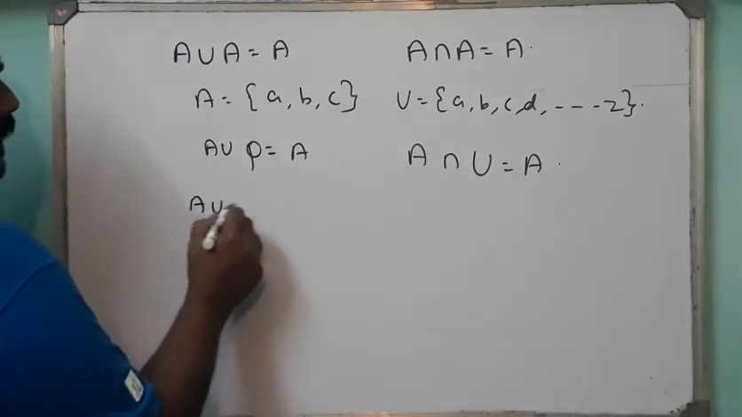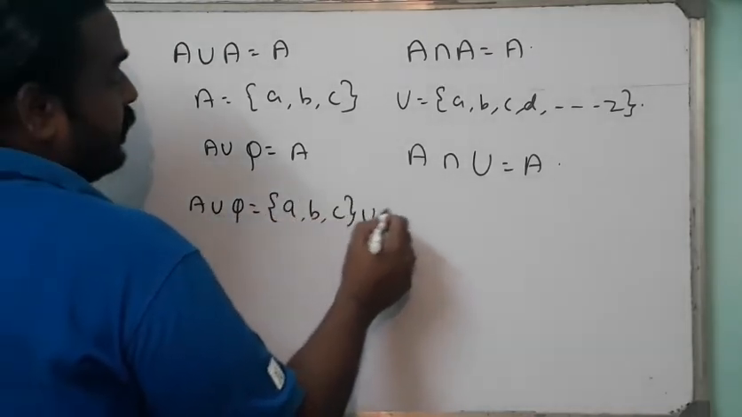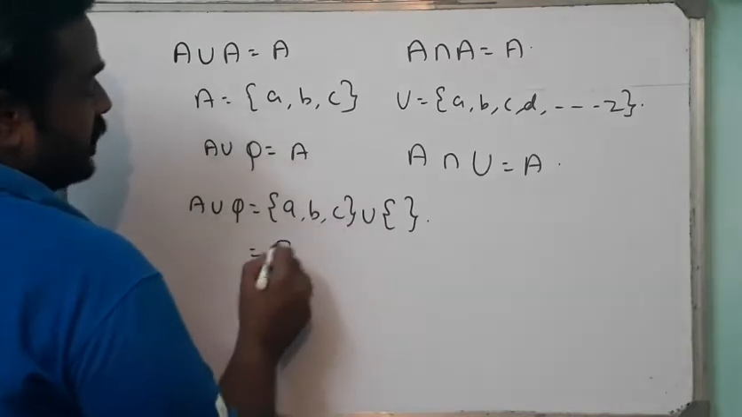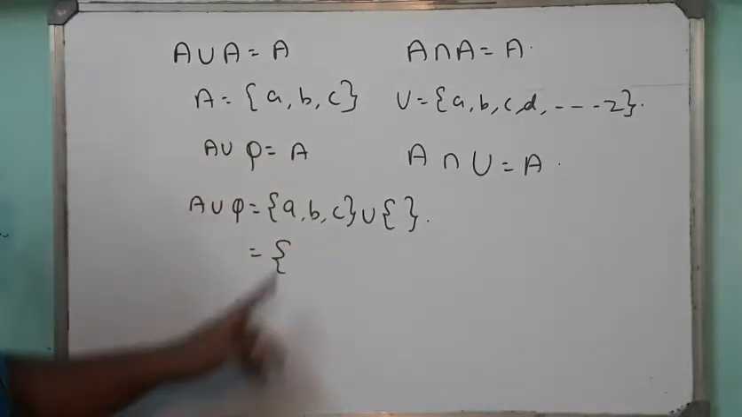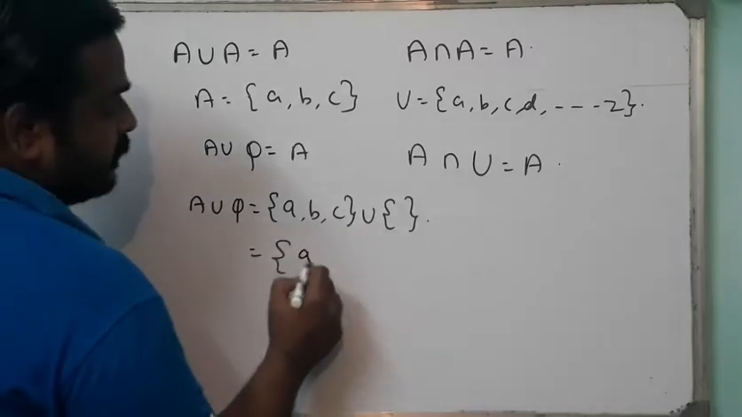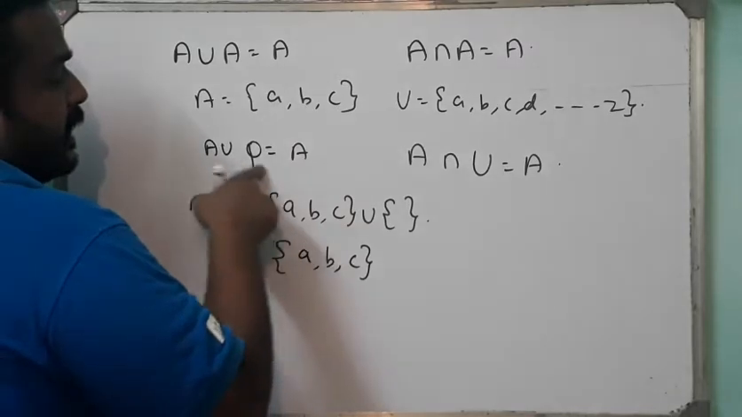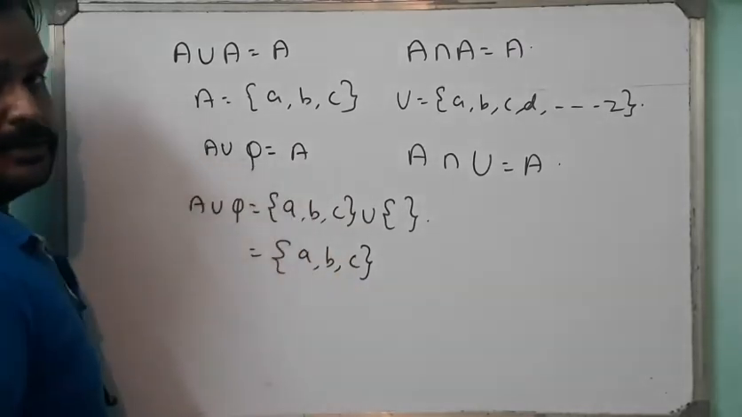A union empty set equal to {A, B, C} union empty set. So what are you going to write? You are going to find out the elements from both these sets. So which elements from the two will you take? Only A, B, C will come. You will take A, B, C, which is equal to A.